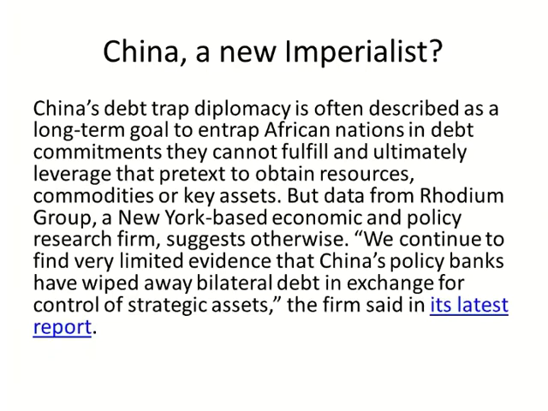China's debt trap diplomacy is often described as a long-term goal to entrap African nations in debt commitments they cannot fulfill, and ultimately leverage that pretext to obtain resources, commodities, or key assets. But data from Rhodium Group, a New York-based economic and policy research firm, suggests otherwise. "We continue to find very limited evidence that China's policy banks have wiped away bilateral debt in exchange for control of strategic assets," the firm said in its latest report, this is in 2019.